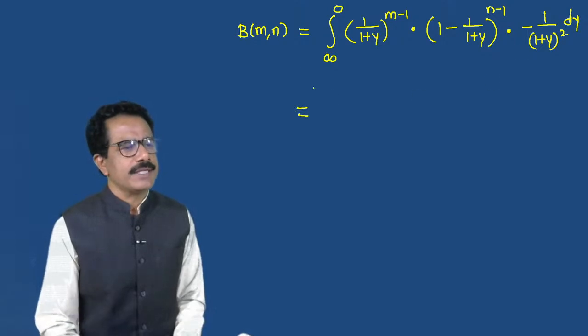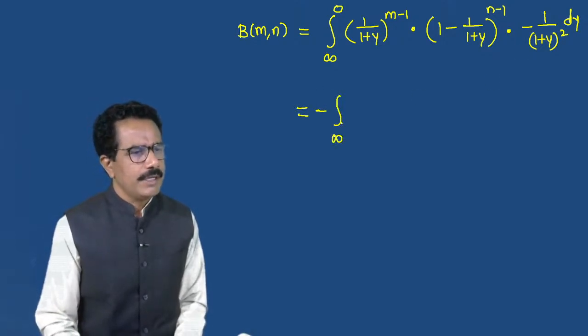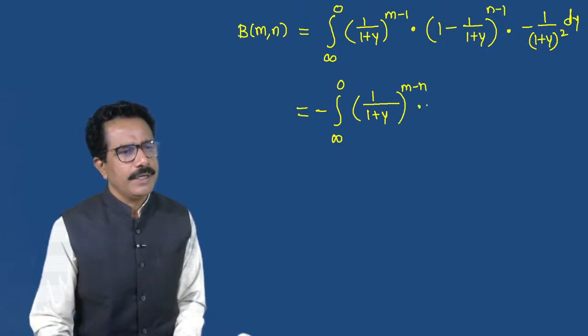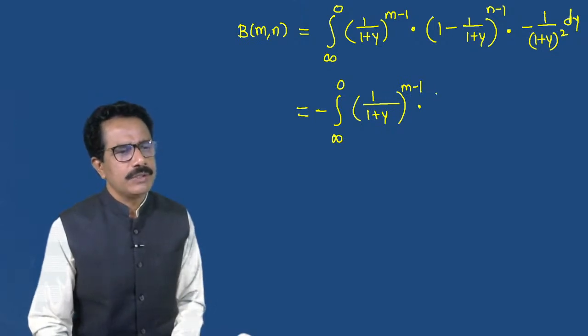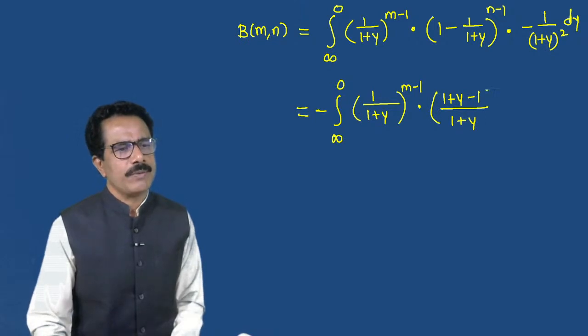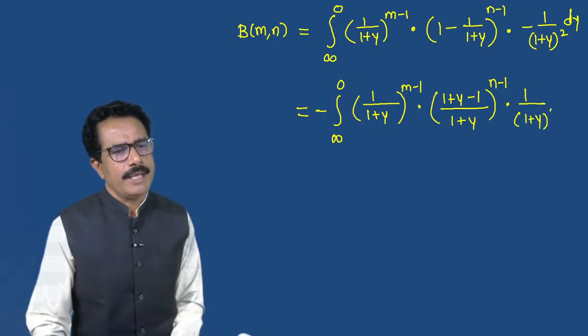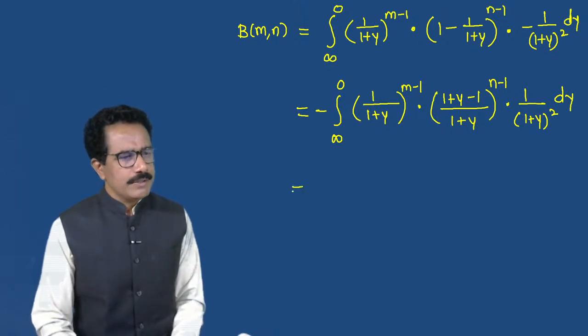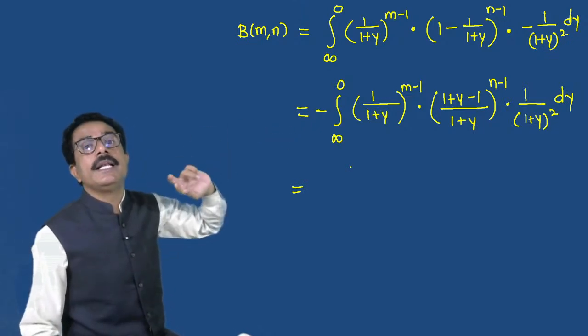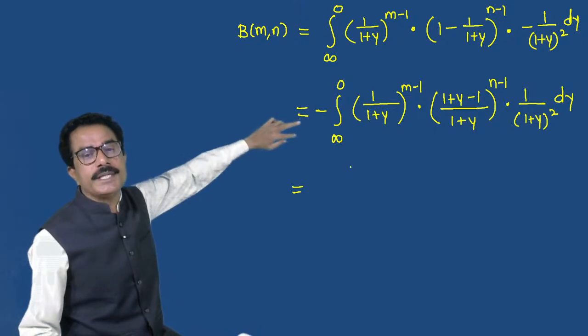Take this minus sign out of the integral: minus the integral from infinity to 0 of 1 upon (1 plus y) raised to m minus 1, into, taking the LCM, (1 plus y minus 1) divided by (1 plus y) raised to n minus 1, into 1 upon (1 plus y) square dy. Now by using a property of definite integrals, the limit interchange property, we have to interchange the limits.